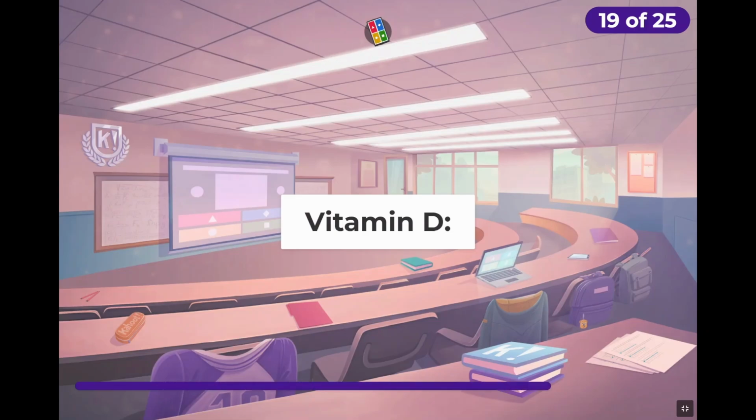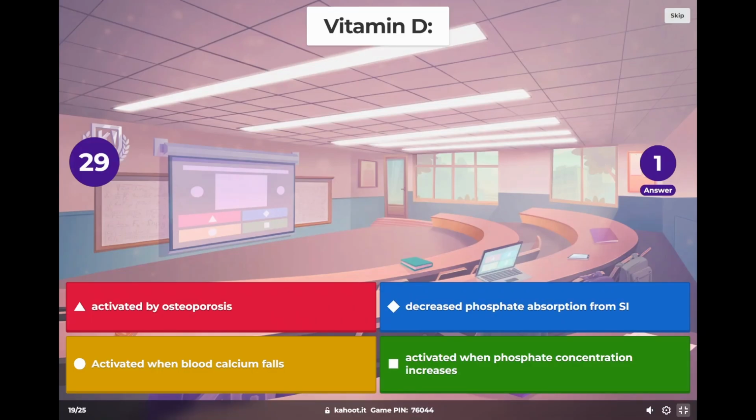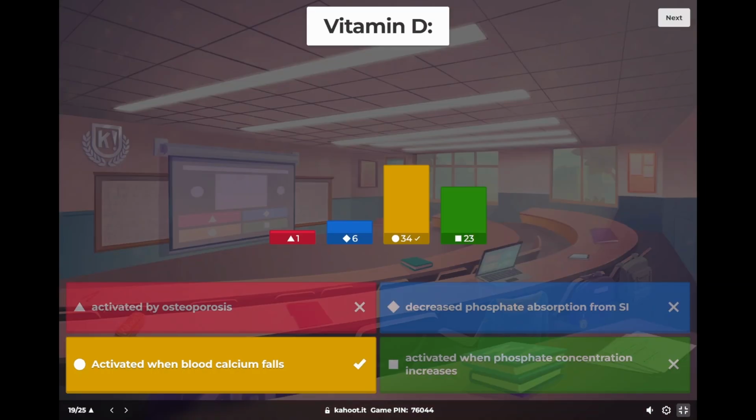Okay, what's special about vitamin D? Is it activated by osteoporosis? Decreased phosphate absorption from small intestine? Activated when blood calcium falls? Or activated when phosphate concentration increases? So in this section with calcium, what are the two major hormones we got to know for calcium metabolism? Vitamin D and PTH. Vitamin D and PTH. Okay. Vitamin D is activated when calcium falls.